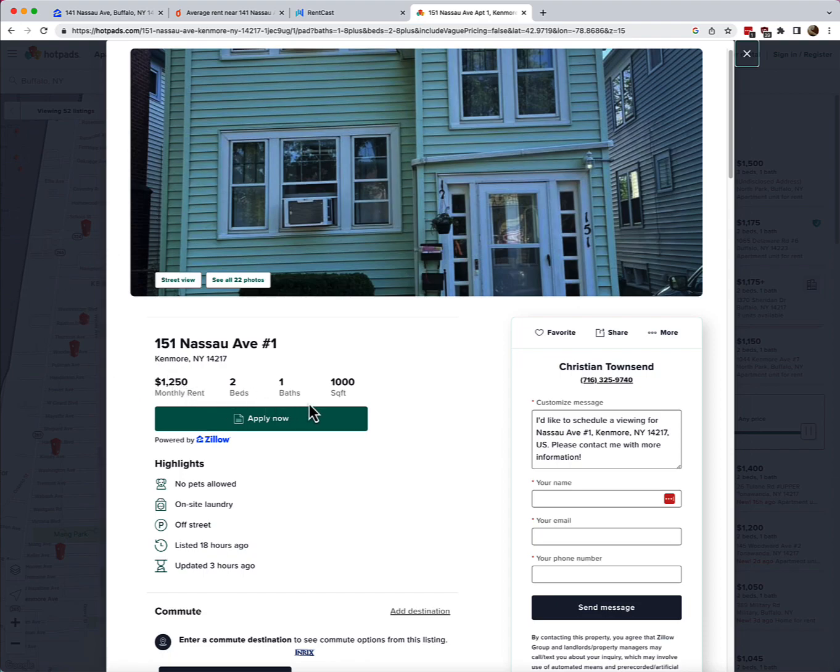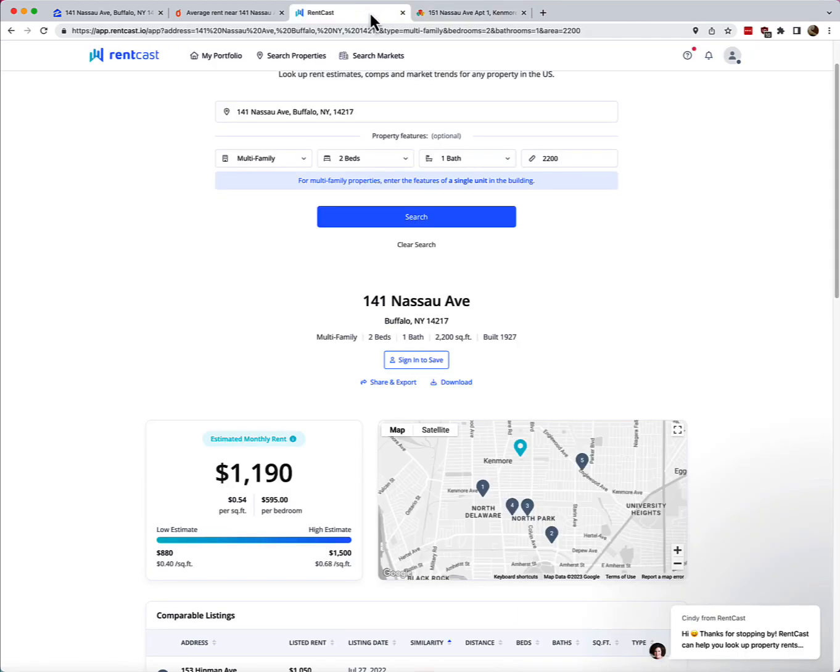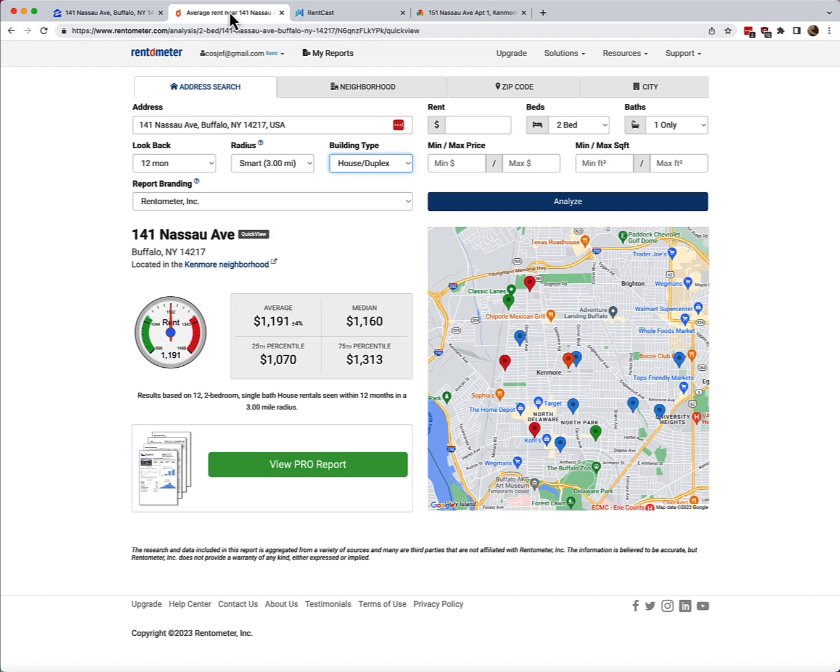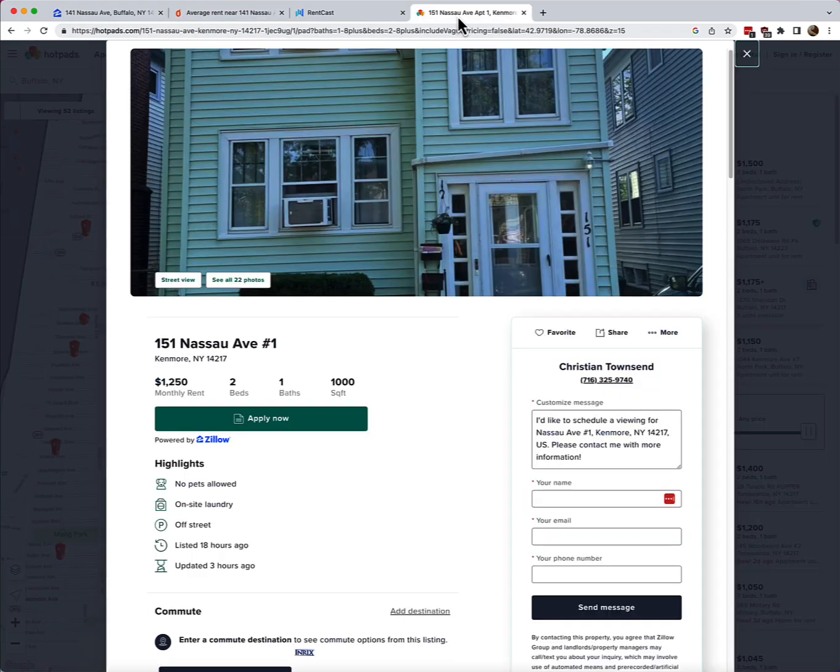$1,250 for a 2-bed, 1 bath. Again, look where we are here, $1,190. So about $60 off there. $1,250 for this one. Here, we're a little bit lower than that, right? By about $60. So it's a good way to judge the accuracy of your rent.